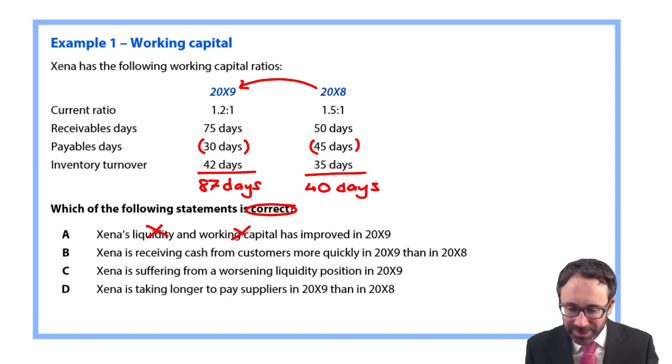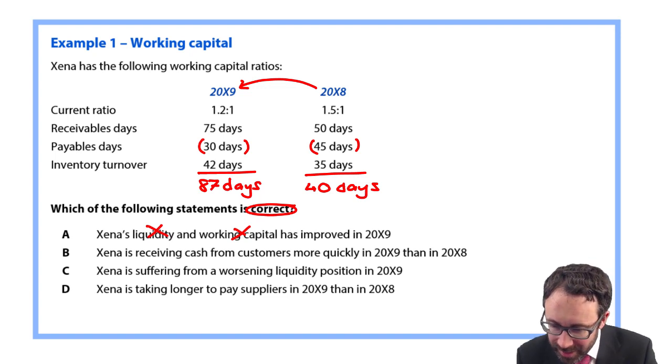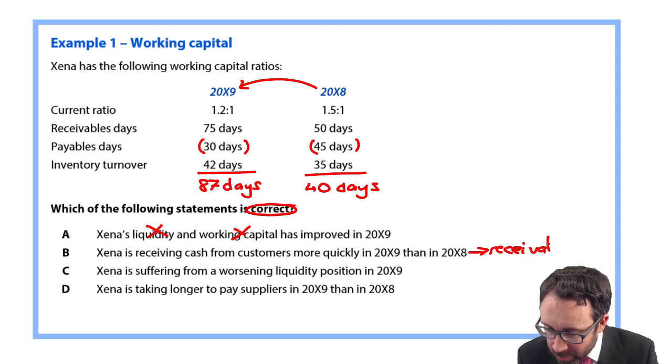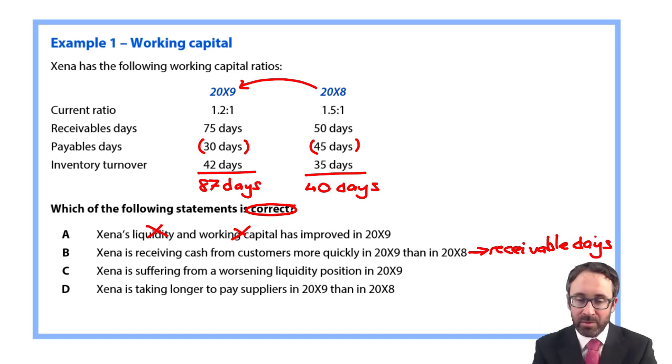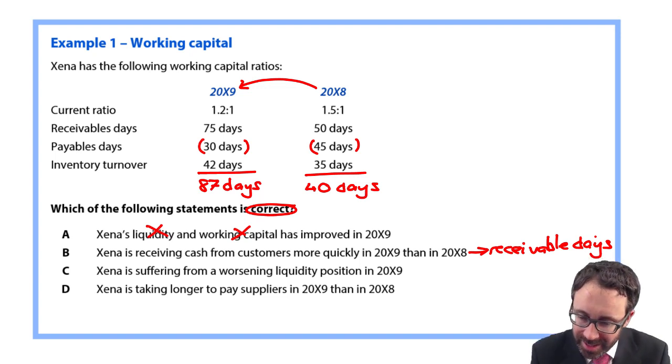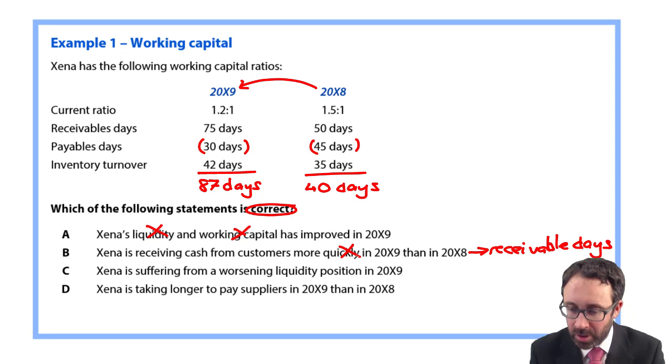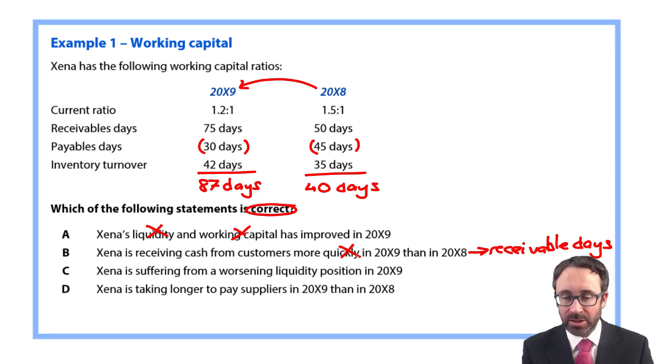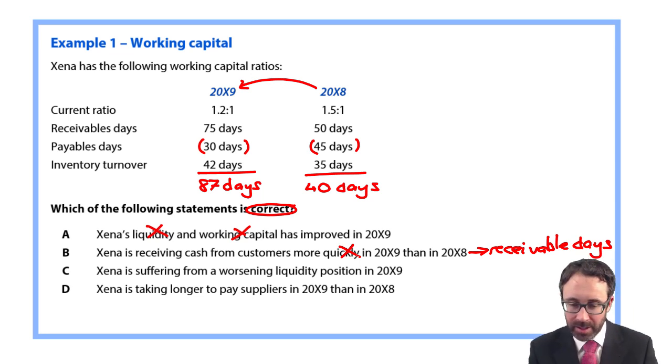B. Zena is receiving cash from customers more quickly in 20x9 than in 20x8. So that can be determined from my receivable days. And you can see there that our receivable days in 20x9 are 75 compared to 50 in 20x8. So that is showing that it takes us longer to get the cash in. So it's not more quickly, it's much more slowly. It's taking us 25 more days.